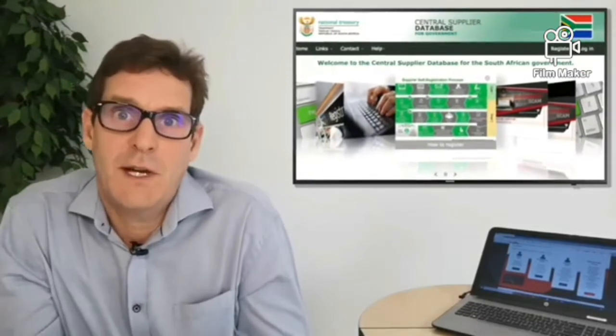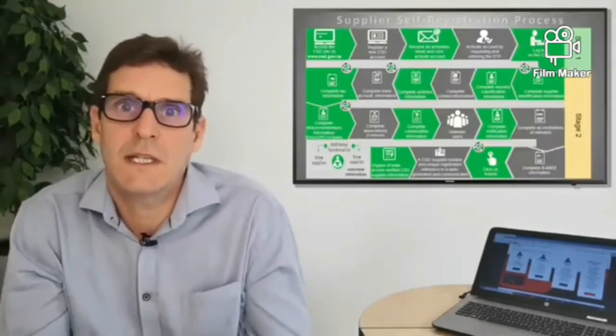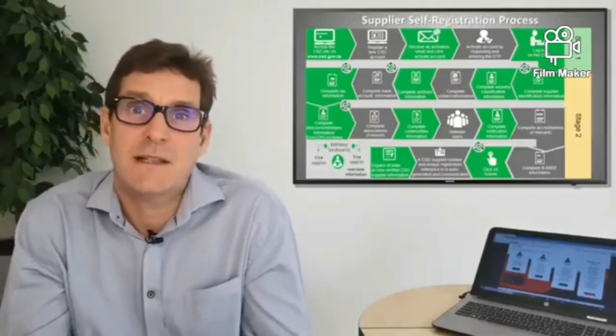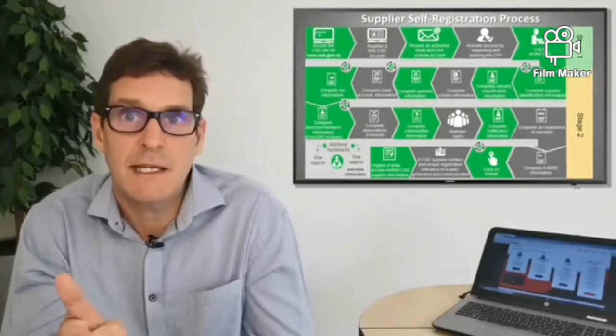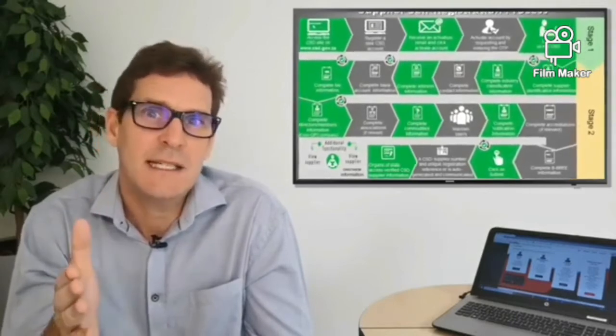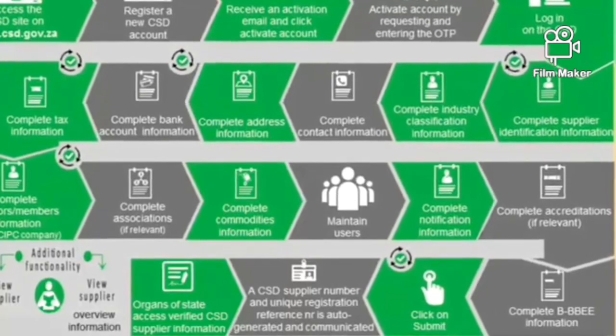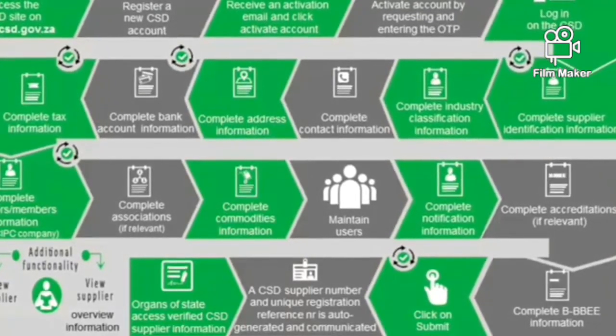Once your account has been created, you can log on and start stage 2, which is to complete all the supporting information, such as contact addresses, bank account details, tax numbers, company ownership, industry sectors, and BEE information. There is a lot of information which is pretty complicated to navigate through, but once you have completed the data in each specific section, it is saved.